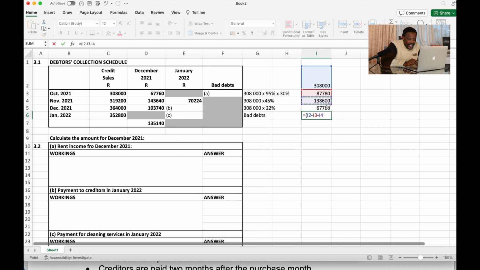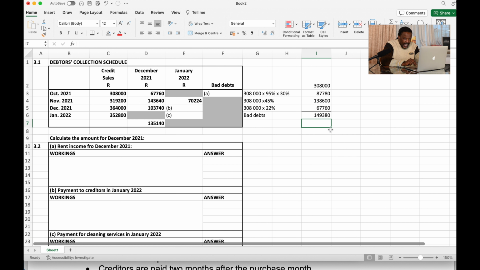Not 138. Okay, it's that plus this amount. And then the total that you're going to get, I think my calculation is wrong. Here, minus again. So when you minus from 308,000, 13,860, it tells us that this 13,860 is a bad debt. That's how you calculate it, and that's how you're going to arrive at this amount.